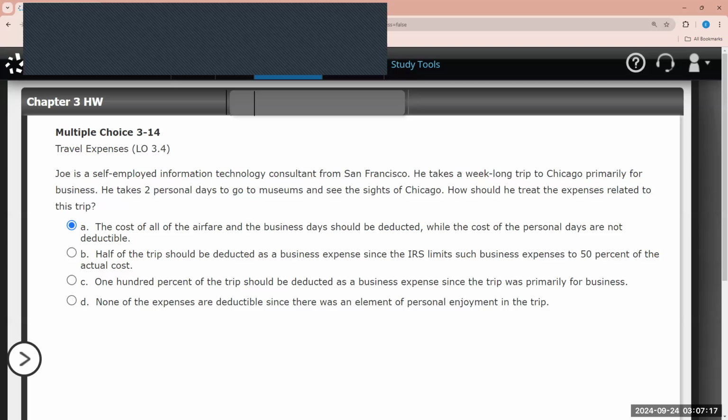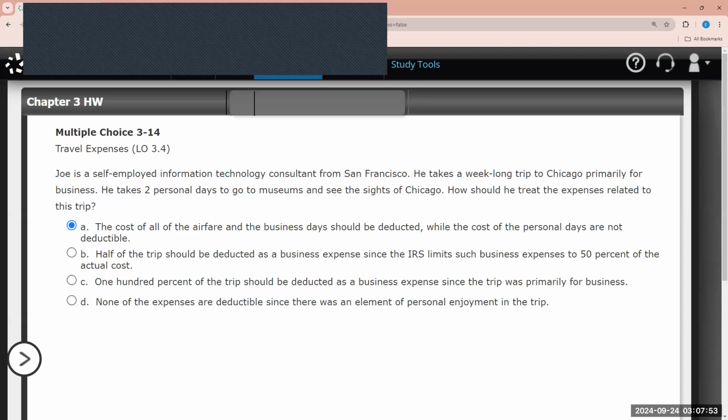So travel expenses is mentioned, governed by Section 162. They are defined as ordinary and necessary expenses that are incurred in traveling away from home in pursuit of the taxpayer's trade or business. Again, what's the purpose of a trade or business, or the definition per tax law? It's any activity engaged in for profit. So in this case, we see he's a technology consultant. He went away for a business trip primarily. However, there was also some pleasure included. He went to the museum, and he also went to sightsee in Chicago.